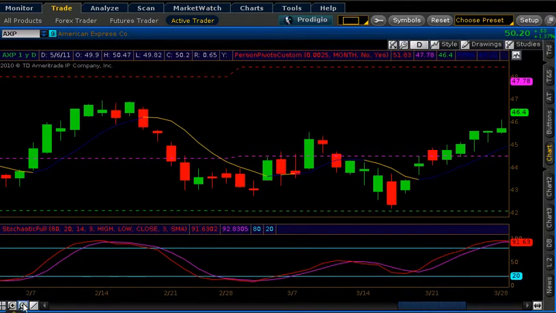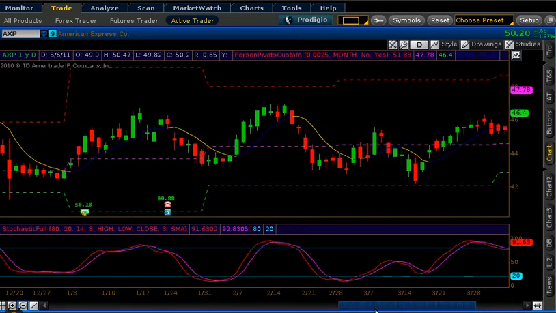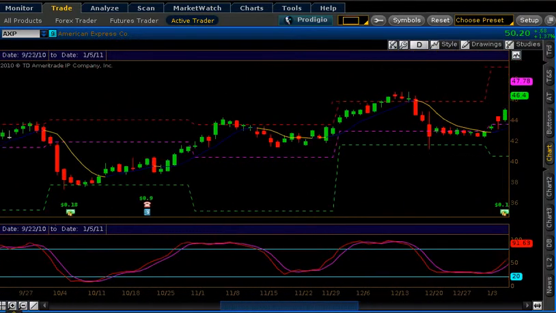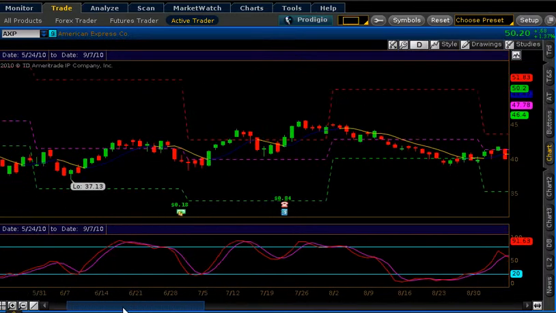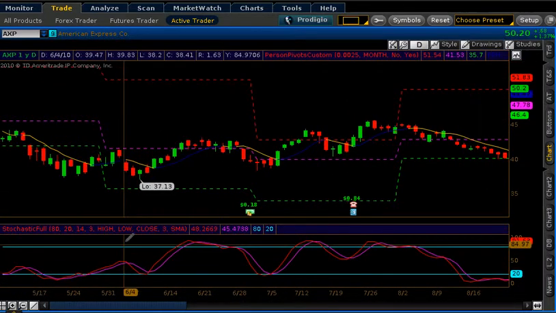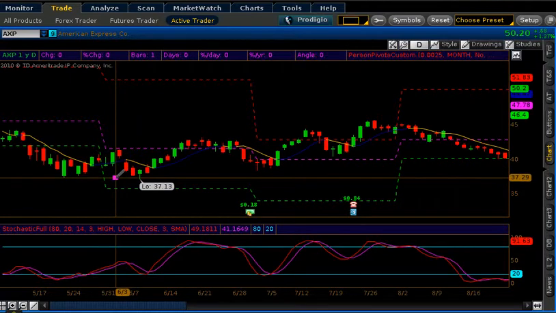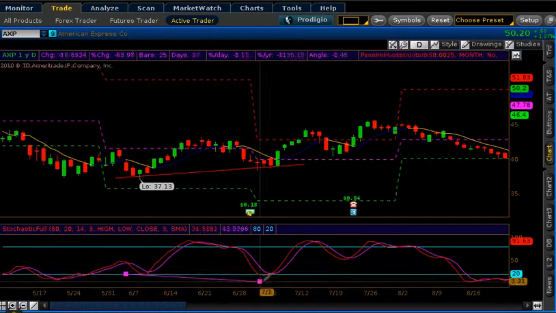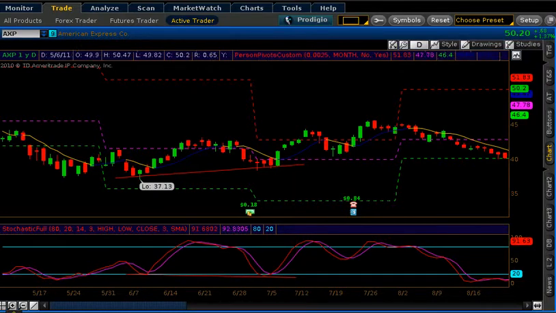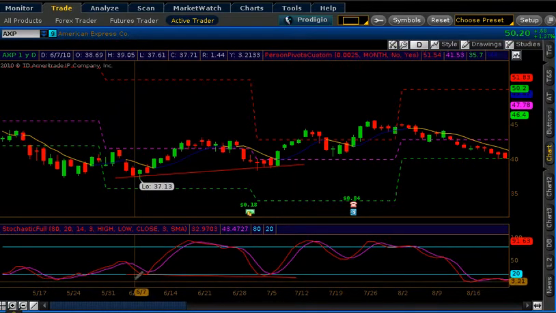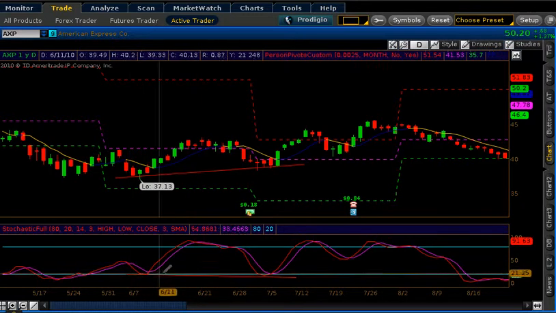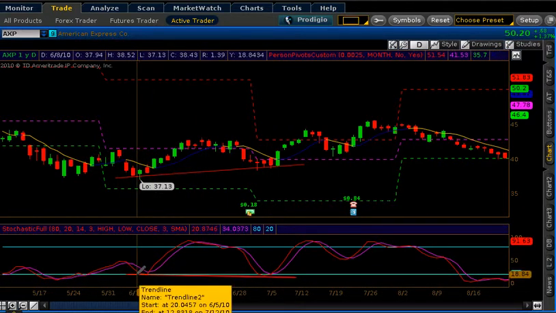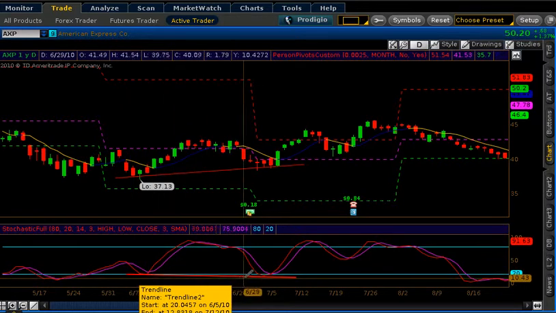And that is basically the basics of using the stochastics indicator. Let me look back here and see if I can find something. There we go. This is one of the good reasons for using the stochastics indicator. As you can see here, this trend line that I drew on the stochastics is sloping downward a little bit.